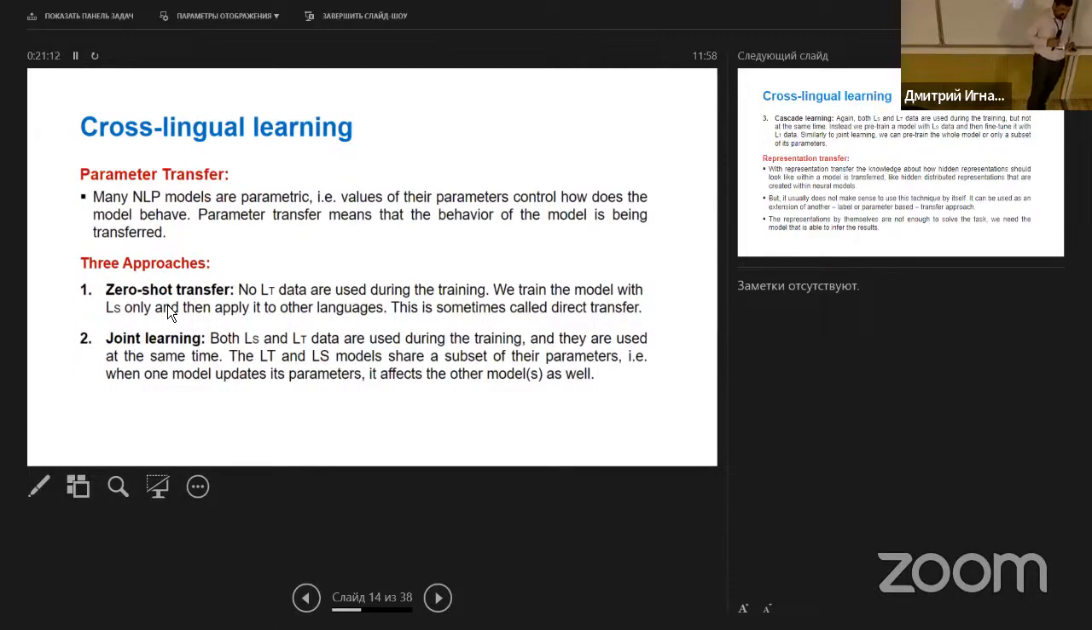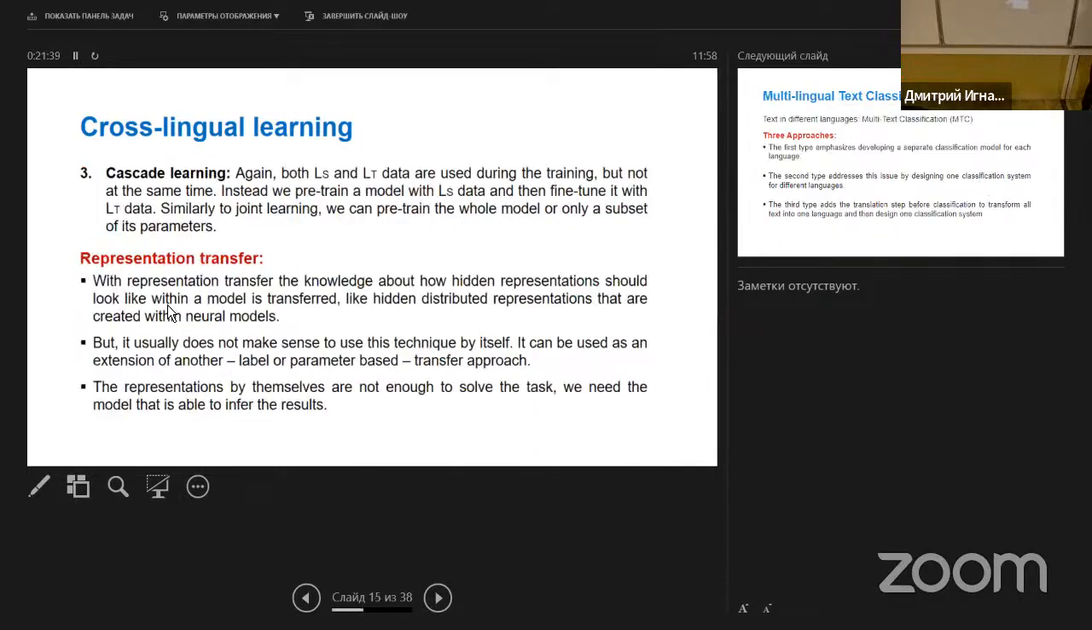Joint learning means we are going to combine the instances of the source language and the target language at the same time. So the model trained on the source language and the model trained on the target language, though both models are parametric models, this is the basic requirement, are going to share the parameters. So when one model updates its parameter, it affects the other model that is in the target language.